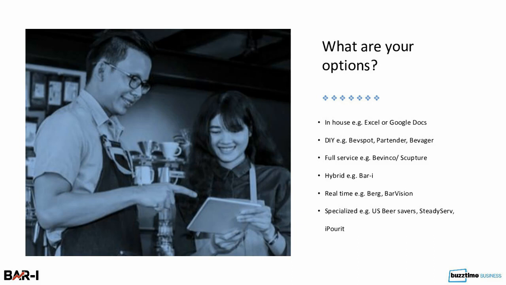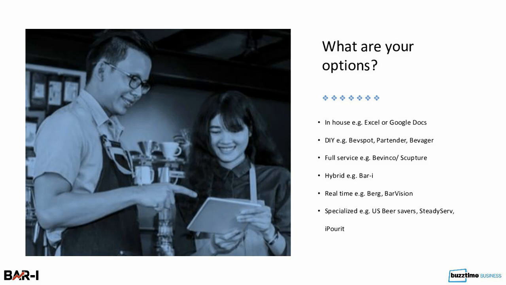then we crunch the numbers for you remotely, trying to get the benefits of independence, but also some cost savings from in-house systems. And then some of those real-time systems like Berg or Bar Vision, they're installing flow meters into the top of bottles or into the draft beer lines, so that you can measure what's being poured right at the same time that it's being poured.